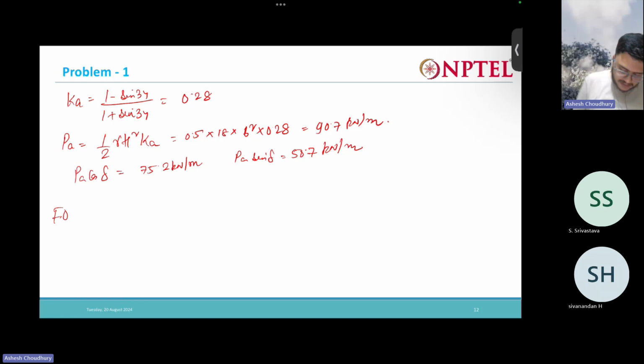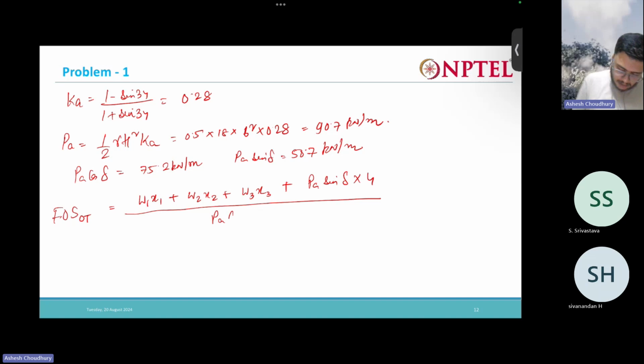Now the factor of safety in overturning is equal to, I will explain, W1 x1 plus W2 x2 plus W3 x3 plus PA sin delta into 4, divided by PA cos delta into 2. Now let me show you.